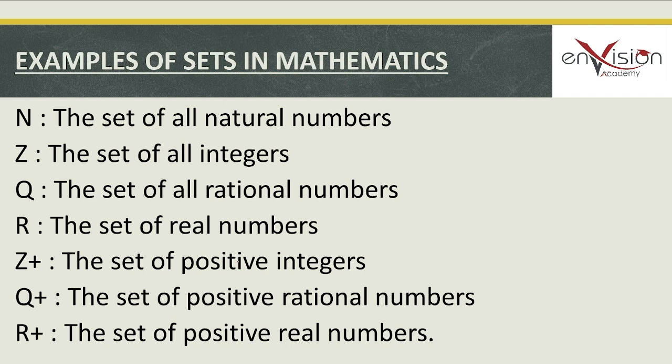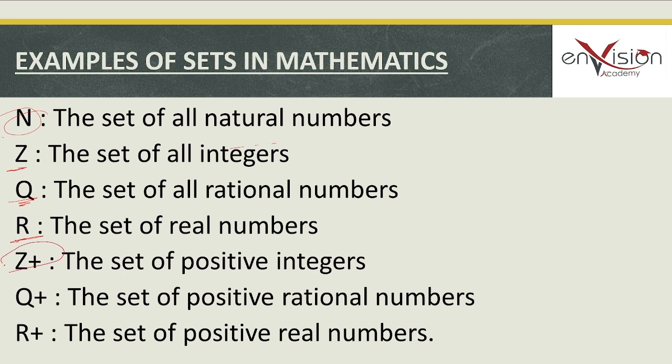And in mathematics, what kinds of sets do we find? We have the set of natural numbers, which we denote by capital N. The set of integers by capital Z. The set of rational numbers by capital Q. The set of real numbers by R.